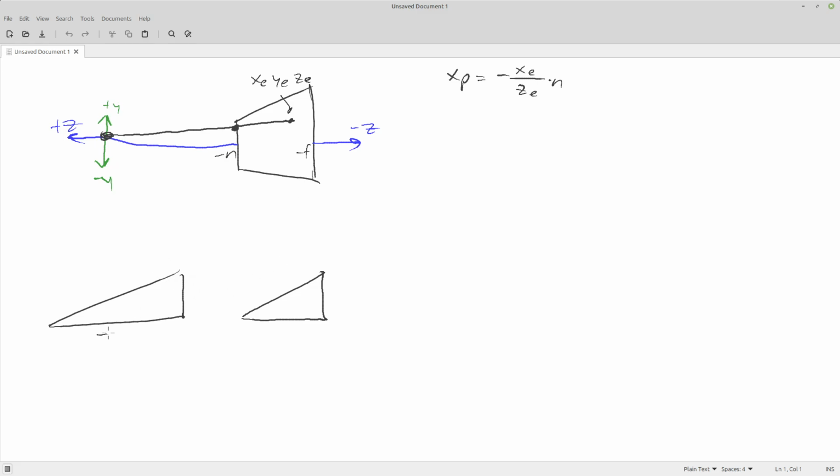So we know that this distance is negative n. We also know that this is z sub p. We know that this distance here is, in this case, y sub p, and that's what we're trying to solve for. And then we know that this is, again, z sub e and y sub e. These are values we actually know, so we can use them to solve for y sub p. We can do the proportion y sub e over z sub e equals y sub p over, again, z sub p, which is negative n.